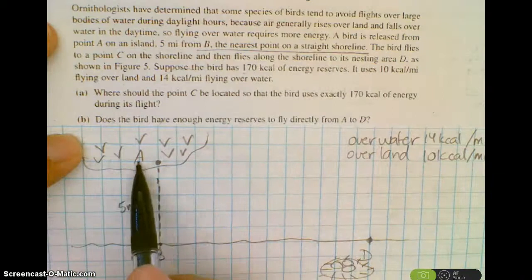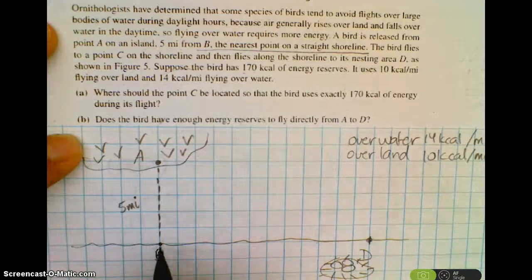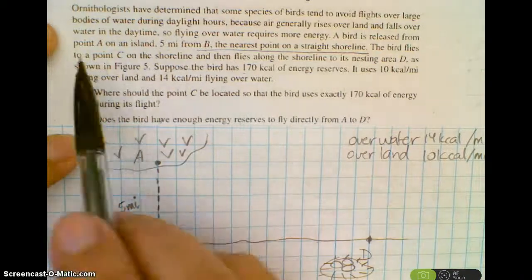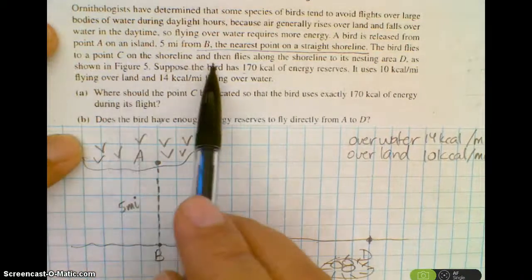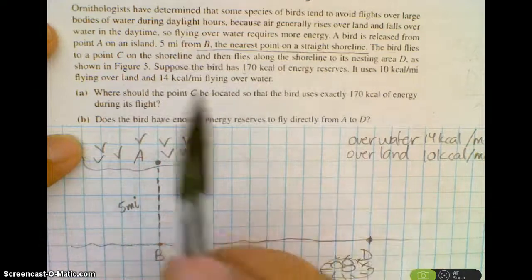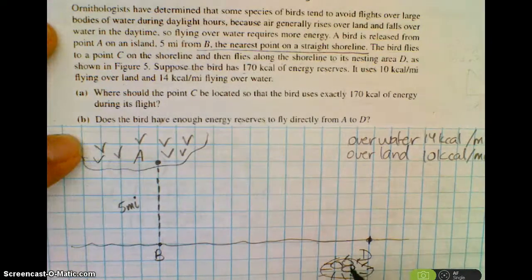So this is the island, point A. 5 miles away, there's the point B on the shoreline. The bird flies to a point C on the shoreline and then flies along the shoreline to its nesting area D, as shown in figure 5. So this is the idea.